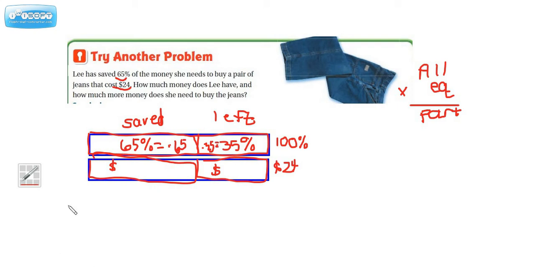All right, so let's go back and do the computation. We're doing 24 times 65 hundredths to get the dollar amount that we've saved. And we're doing 24, which is the all of it number, times the decimal equivalent of this, which would be 35 hundredths, to get how much money she still needs.